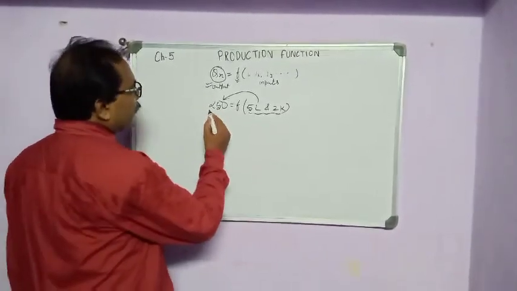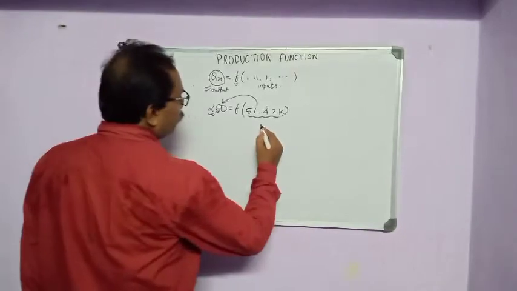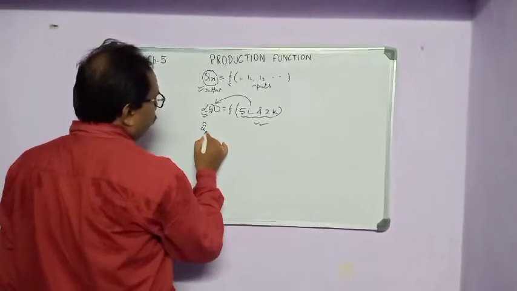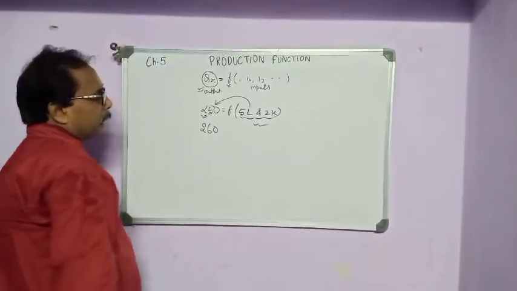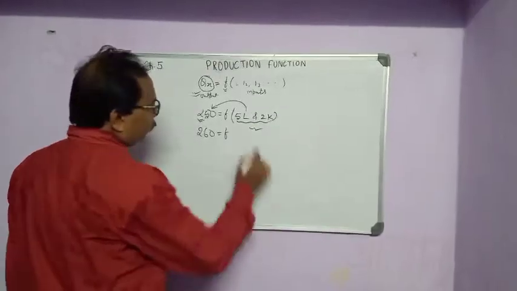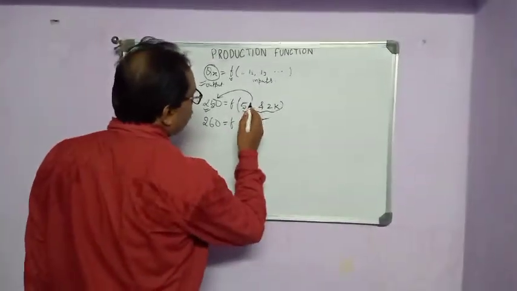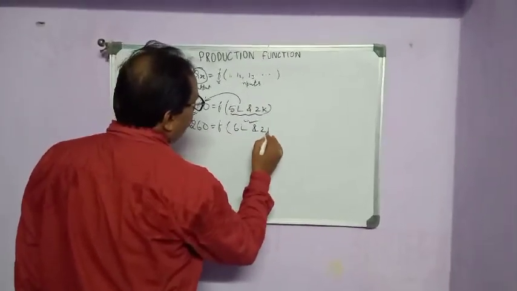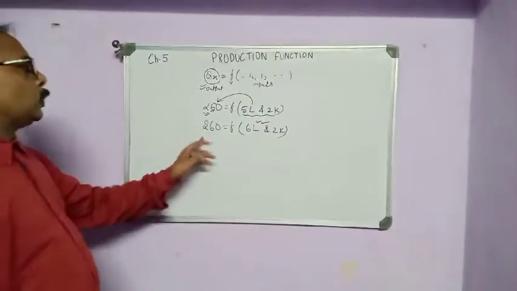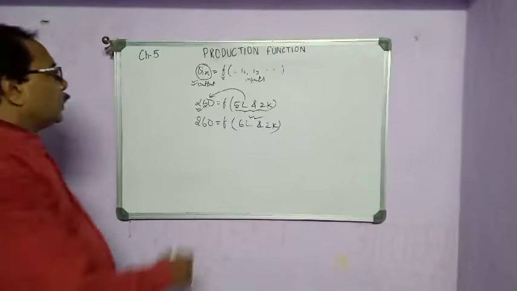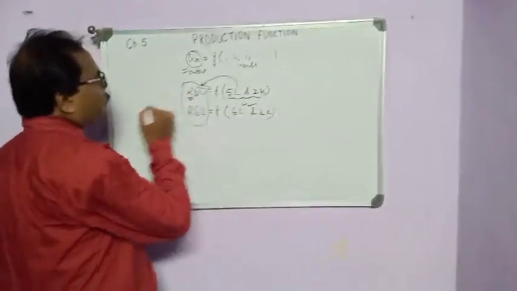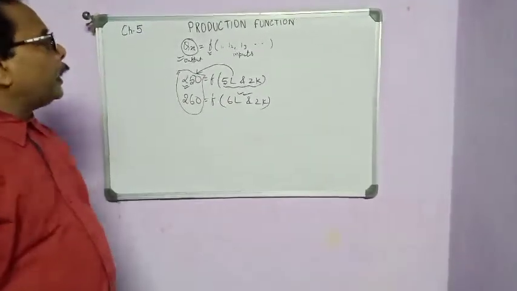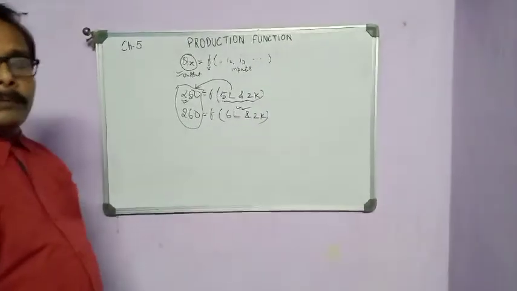If we want to increase that output, we will also have to change the inputs. For example, suppose we have to produce 260 chairs, we will have to increase either labor or capital. So suppose 6 labor and 2 capital are utilized to produce 260. So this indicates the maximum output of the firm by utilizing the inputs. Okay, so this is known as production function.